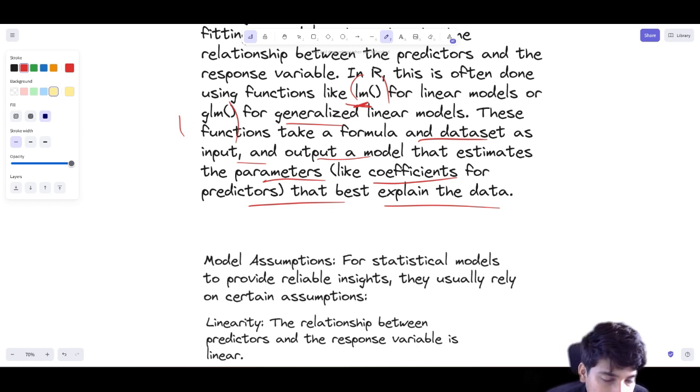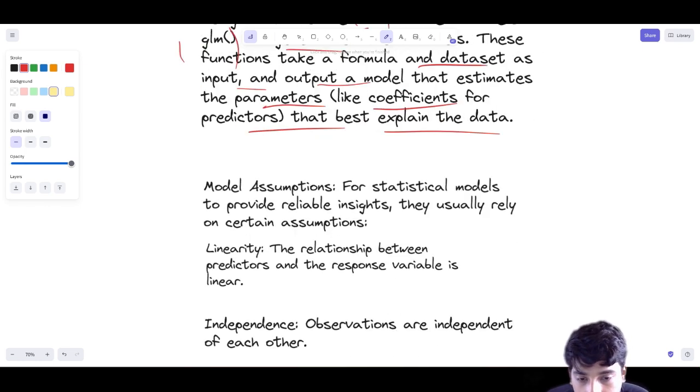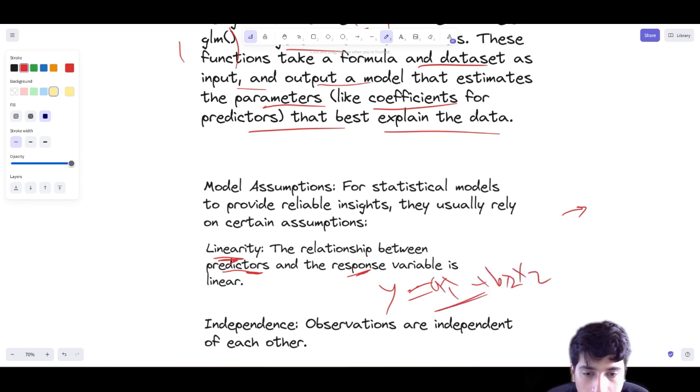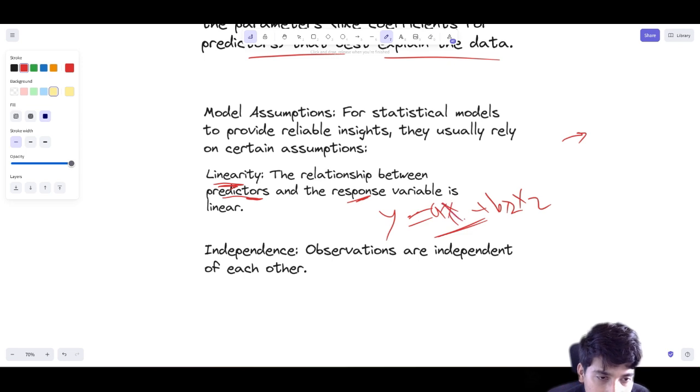Next we come to the model assumptions. While building this model, we make certain assumptions. The first is that the relationship between the response and the predictors is linear, and this is known as linearity. So the relationship between the response, that is y, and the predictor, that is x, is linear in condition, like a1 x1 plus b2. In that case they follow linearity. Next, independence: observations are independent of each other, so the variable x1 is not dependent on the dependent variable. These are the assumptions made while building your model.